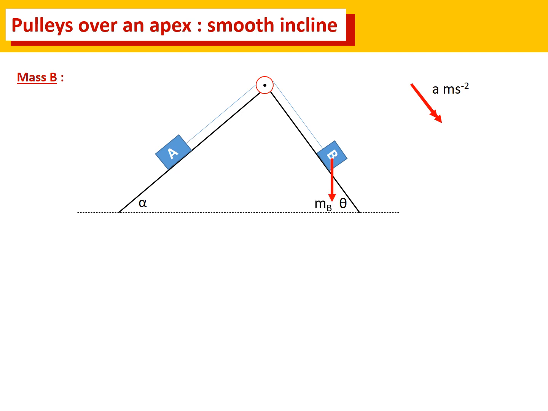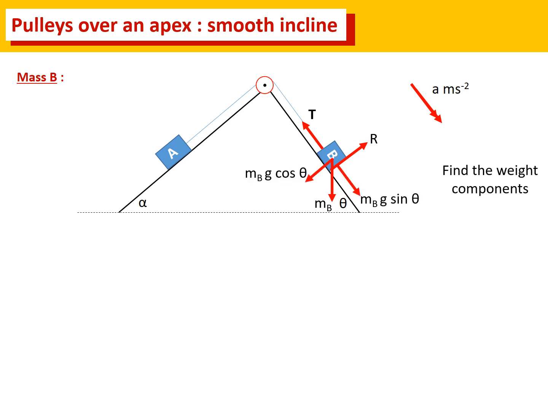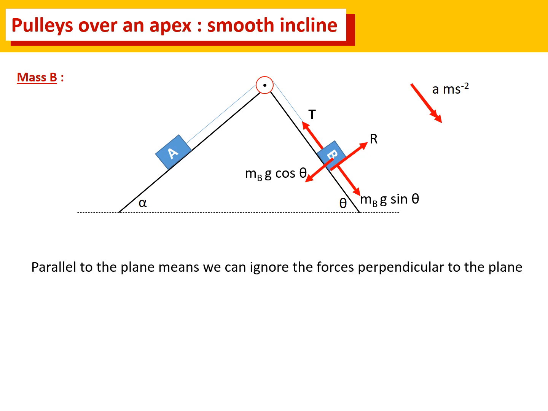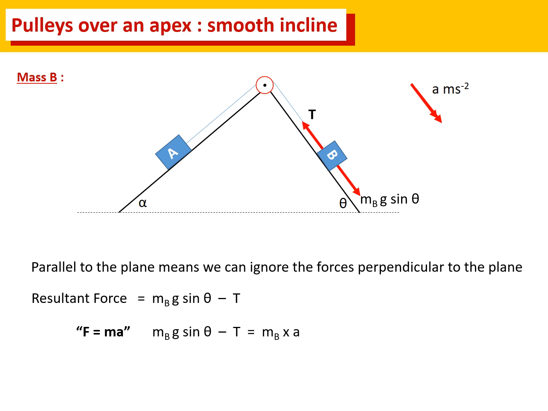For object B, exactly the same discussion. Find the weight components, remove the weight, rid ourselves of the perpendicular forces, and therefore the resultant force is the weight component, which is the mass of B times g times sine theta, and then subtract T. And using Newton's second law, we obtain that equation.